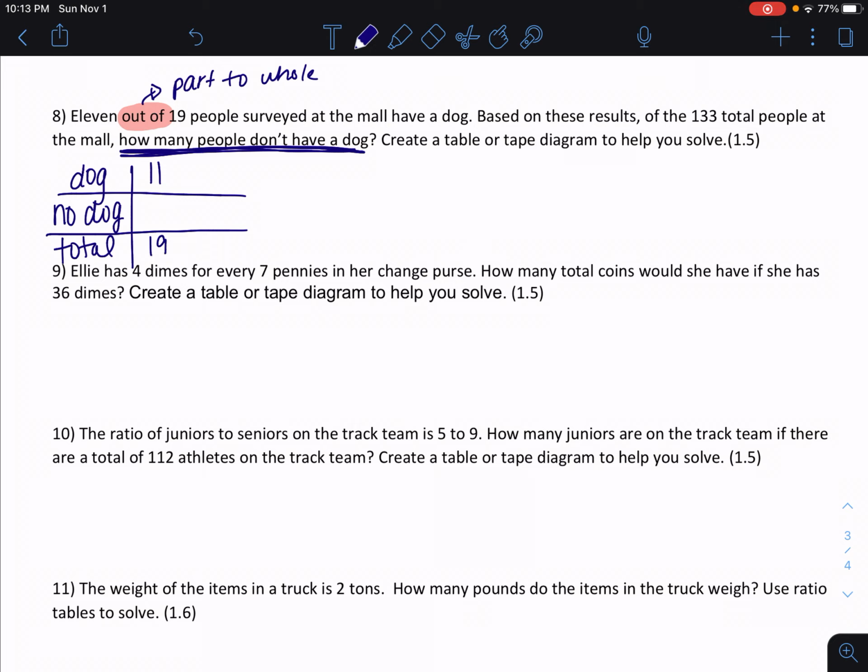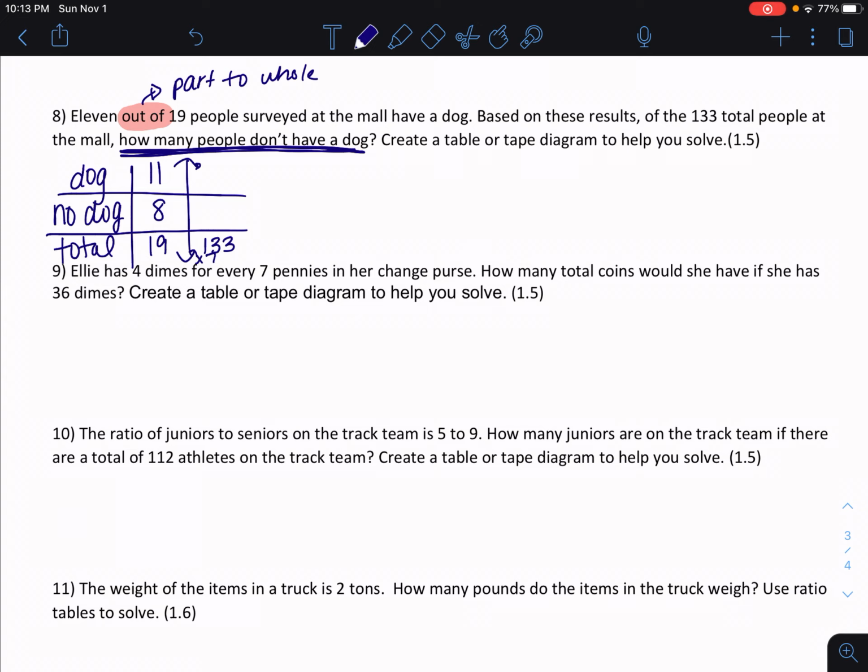11 out of 19 people have a dog. That means that 8 don't. And they surveyed 133 people. So I need to know how many times 19 goes into 133. So I'm going to look to my multiplication chart and look for 133 under the 19 column. And I get 7 times. So 19 times 7 is 133.